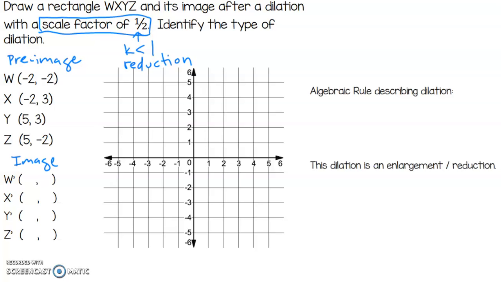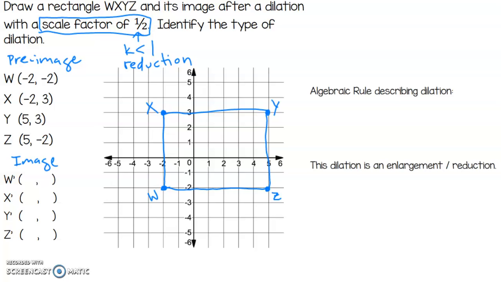Okay, so let's first plot this -2, -2. There's W. And then X is -2, 3. So there's X. Then we have 5, 3. So over 5, up 3. And then we have 5, -2. There's Z. All right, we're just going to connect our dots. And it said it's a rectangle, so it should look like a rectangle. Yay! Okay, so everything's awesome there. Now we're going to draw the image.